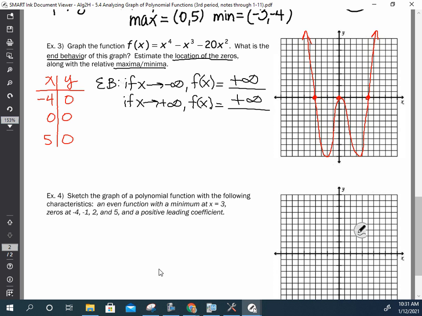Right, you are. So the direction of the two arrows helps you fill in those end behaviors. Great work.